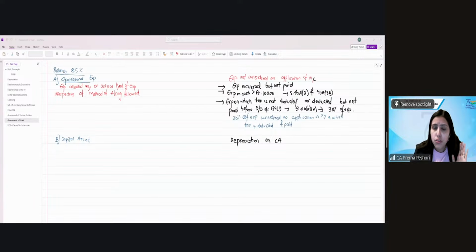Then we had started with the registration of the trust. How do we need to apply for the registration? Yes.